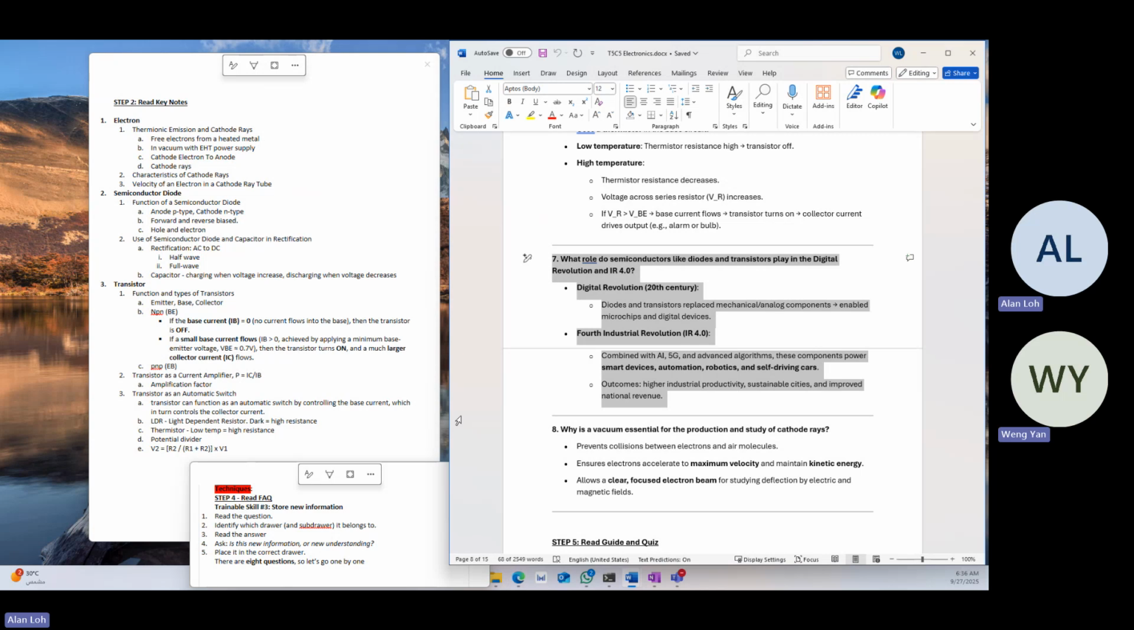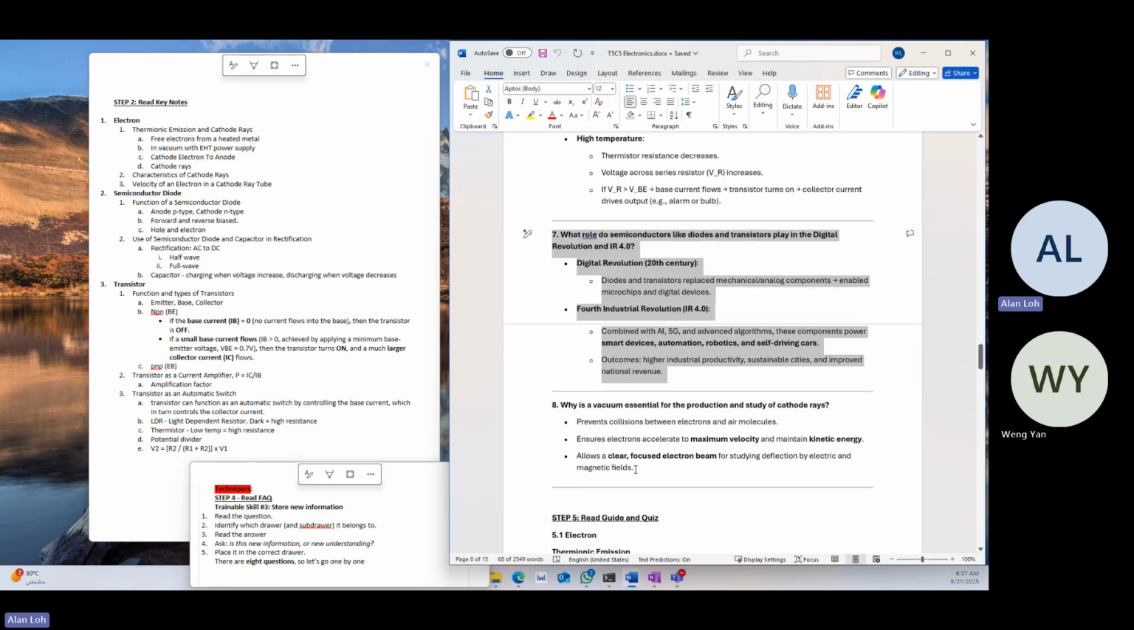Semiconductors. Yes, this is drawer number 2 and number 3. Semiconductors. Industrial Revolution, AI, 5G, algorithms. Oh, this is like a real life use. This is drawer number 1.